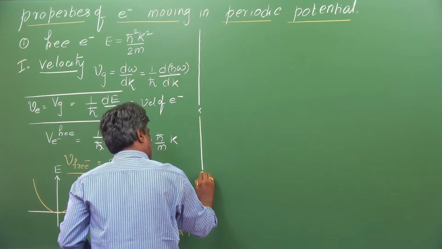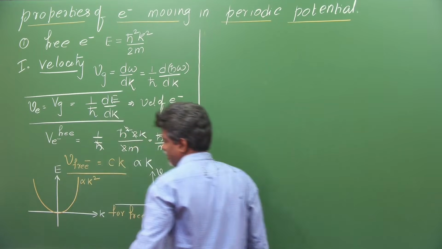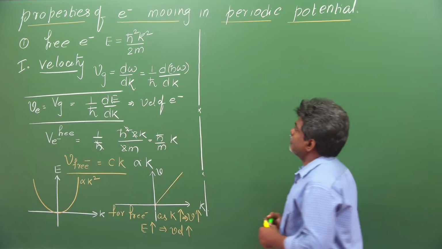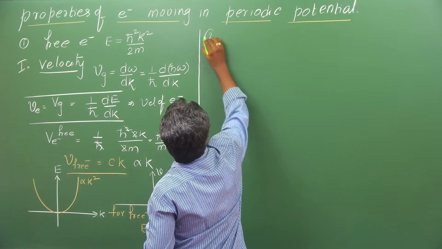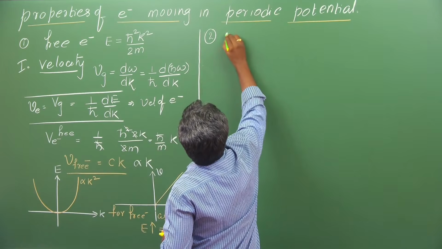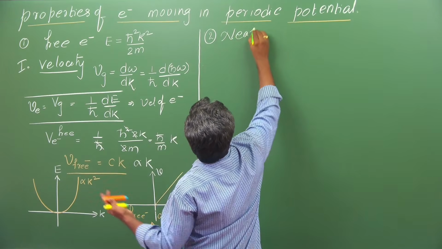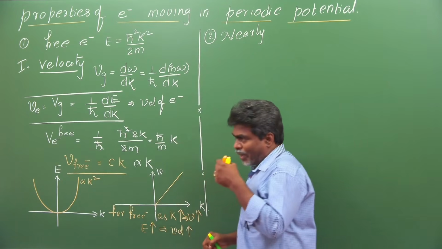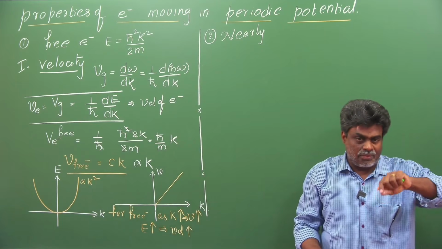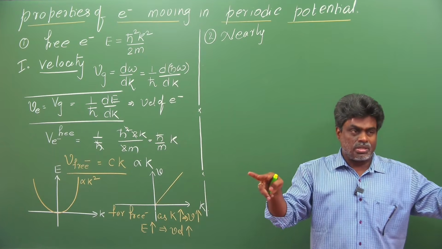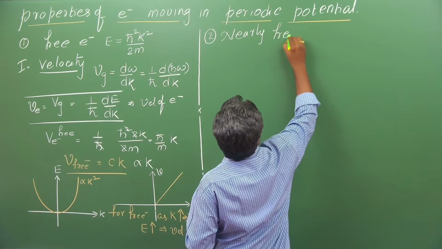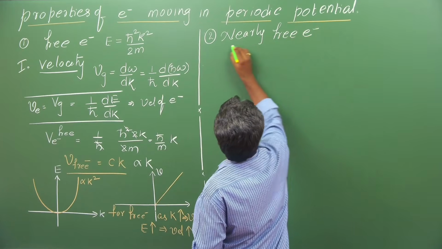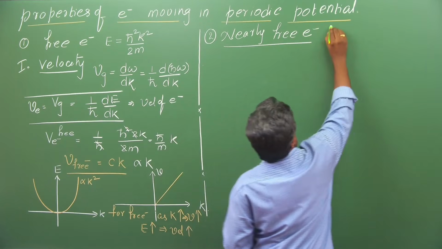Now come to this. Ready? Now I'm taking the second case. That is a nearly free electron. I hope you know the meaning of this. We have assumed in the vicinity of the nucleus it is free, and outside the nucleus it is bound. Nearly free electron. That is the band theory of solids.